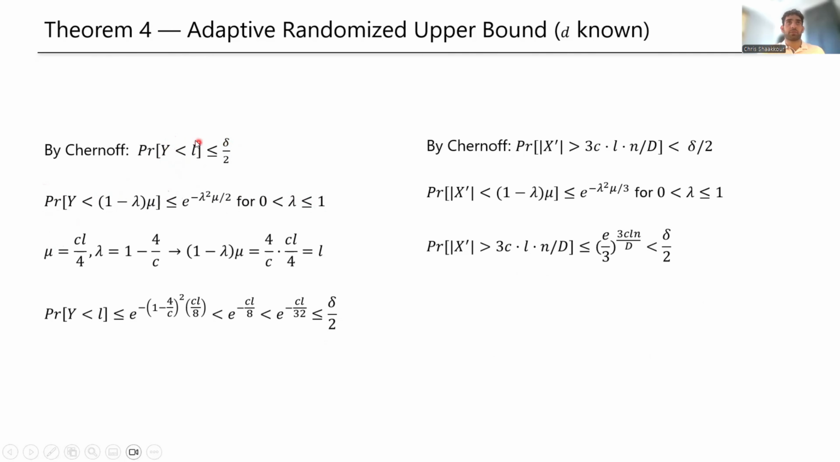If we choose, and now we want to substitute L, to find the right representation of lambda and mu to be exactly L. So if we choose mu to be CL divided by 4 and lambda to be 1 minus 4 divided by C, and we plug them, we get L. So these are possible candidates to replace L. And then if we plug Chernoff, we start from the upper inequality. So the probability of Y to be smaller than L, we plug these in the Chernoff equation. We get e to the minus (1 minus 4 divided by C) squared times CL divided by 8.